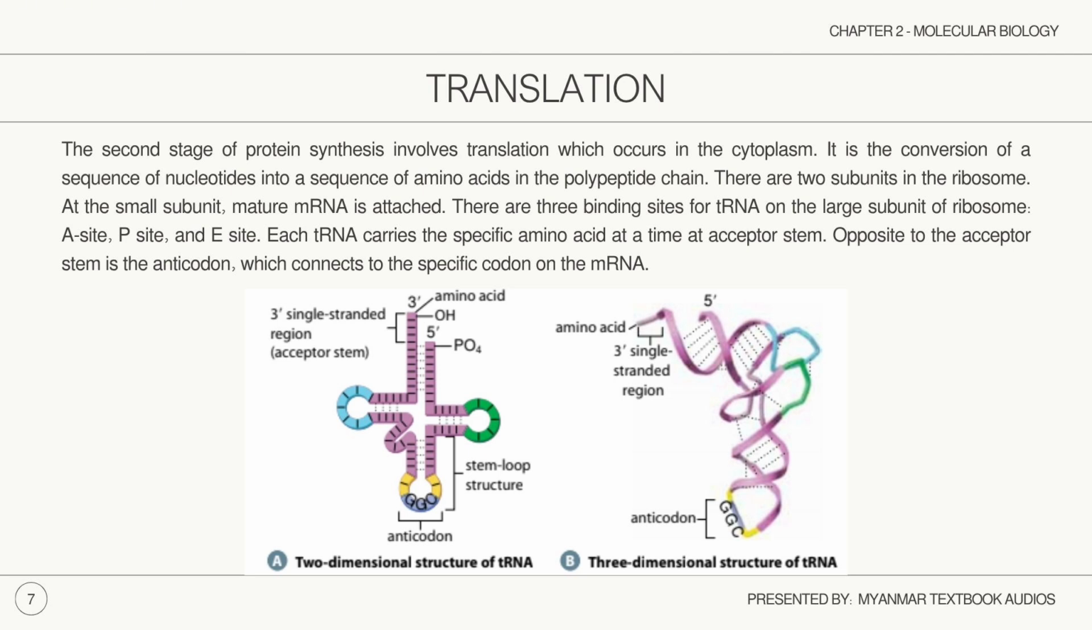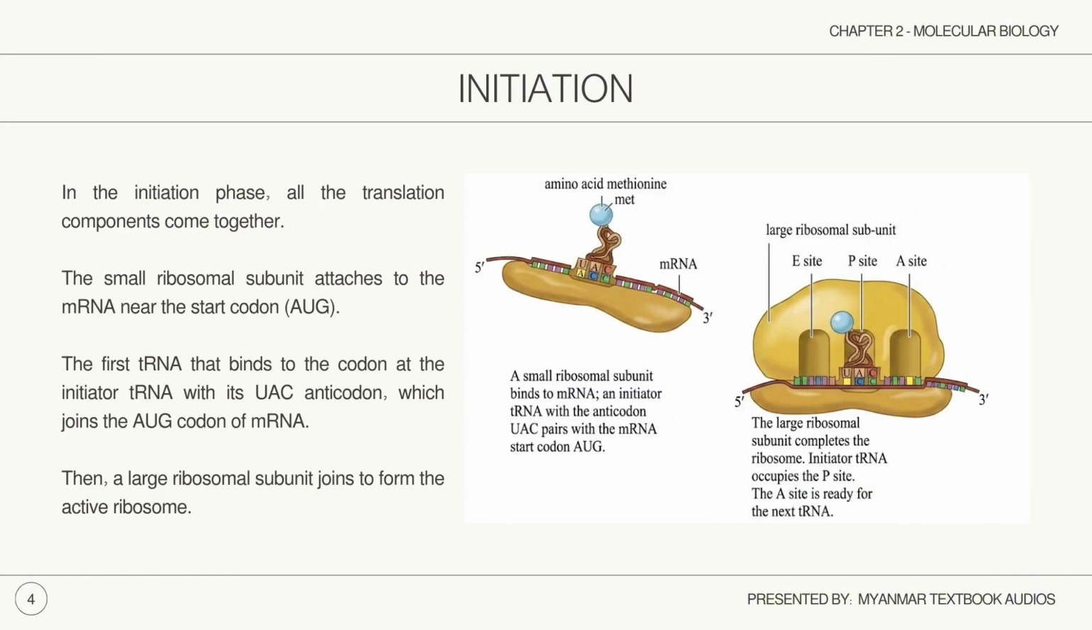There are 3 binding sites for tRNA on the large subunit of the ribosome: A site, P site, and E site. Each tRNA carries a specific amino acid at the acceptor stem. Opposite to the acceptor stem is the anticodon, which connects to the specific codon on the mRNA.